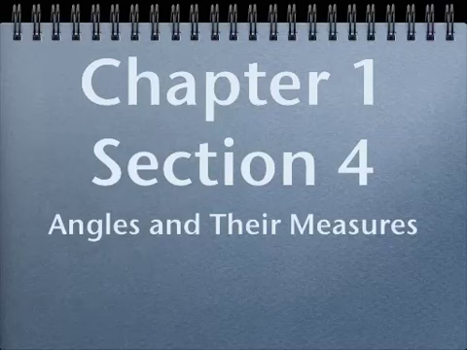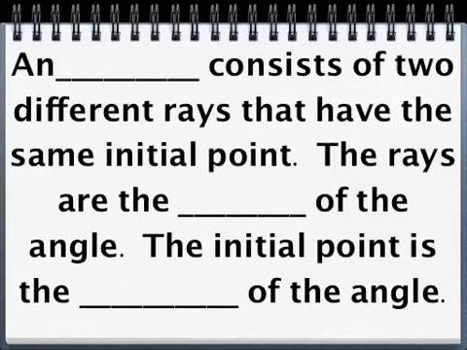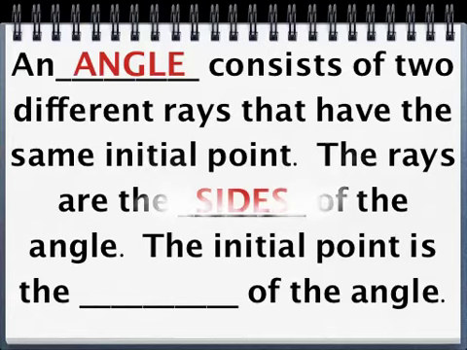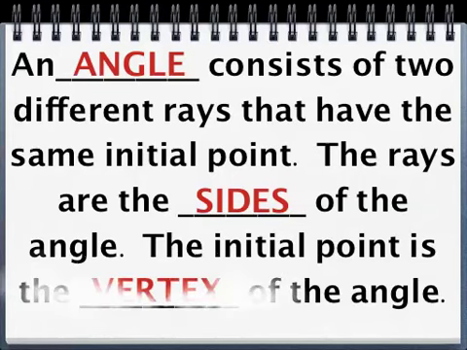Chapter 1, Section 4, Angles and their measures. An angle consists of two different rays that have the same initial point. The rays are the sides of the angle, and the initial point is the vertex of the angle.